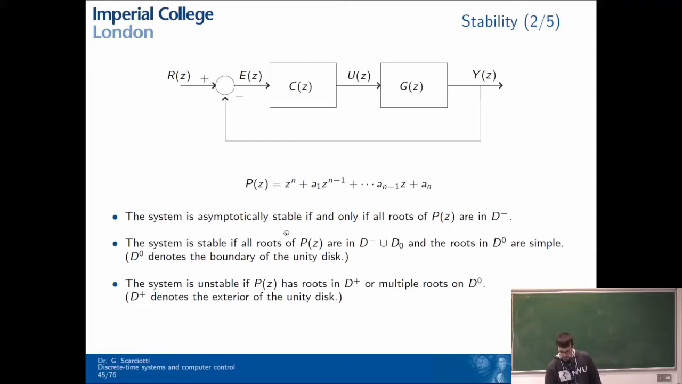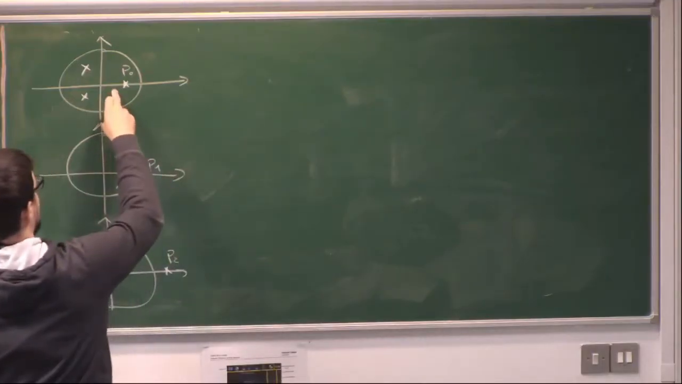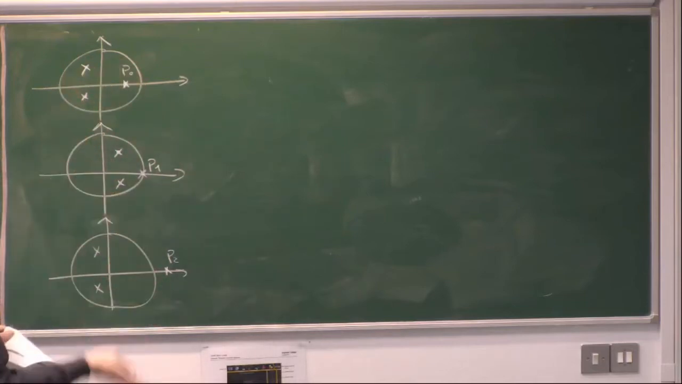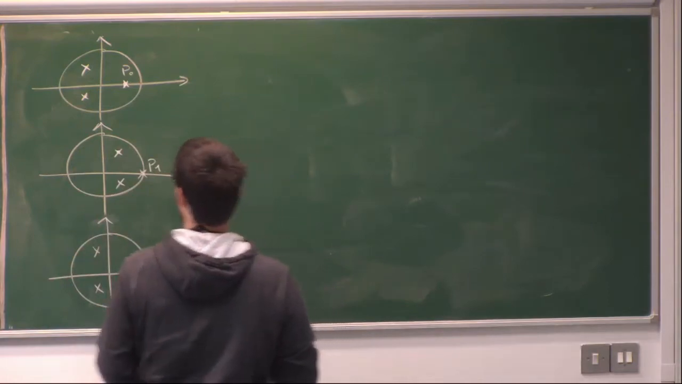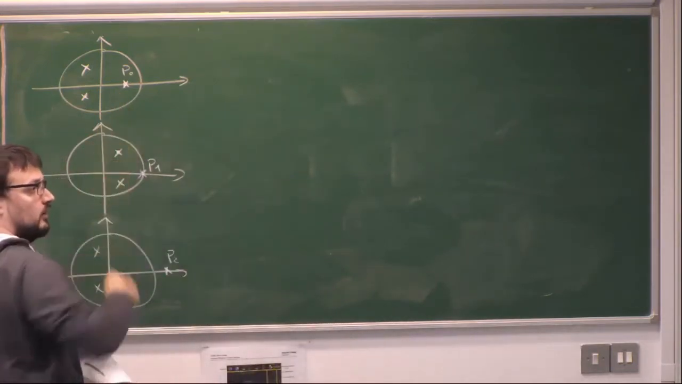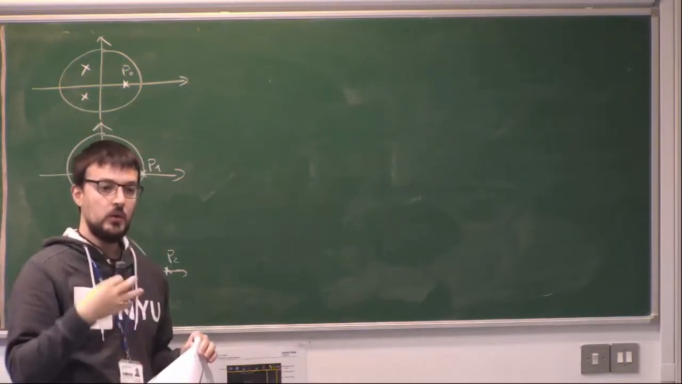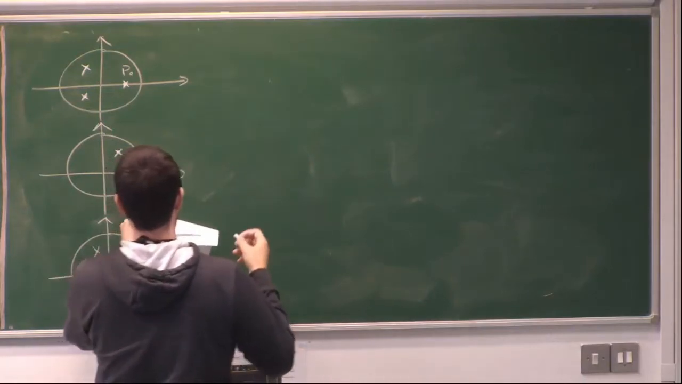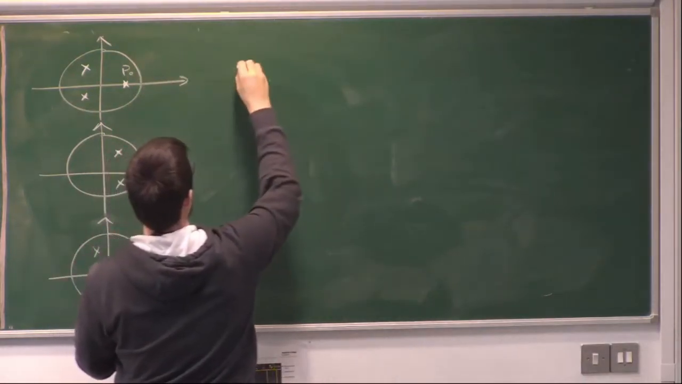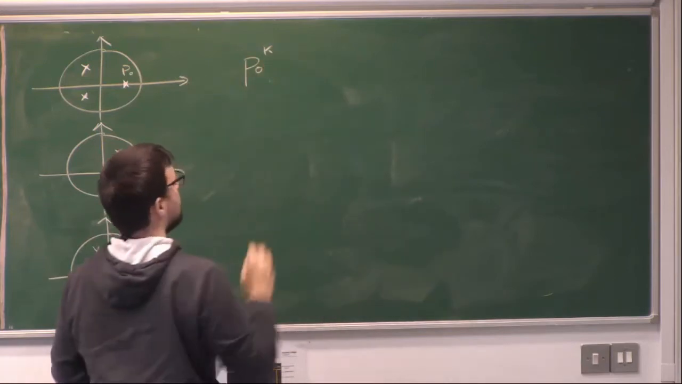So the condition in discrete time becomes the following, and we can show this easily at the board. Let's look at the first case. So the first case is when all the poles are inside the unit circle. So what does it mean that the pole is inside the unit circle? We know that a simple pole, when we compute the inverse Z transform, will correspond to a power, okay? So in particular, this means that this pole will produce a response of the type p0 to the power k, okay?